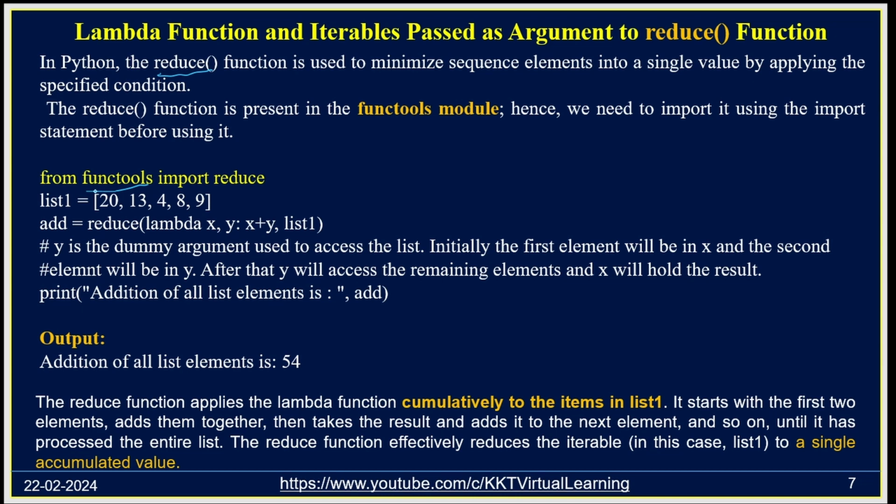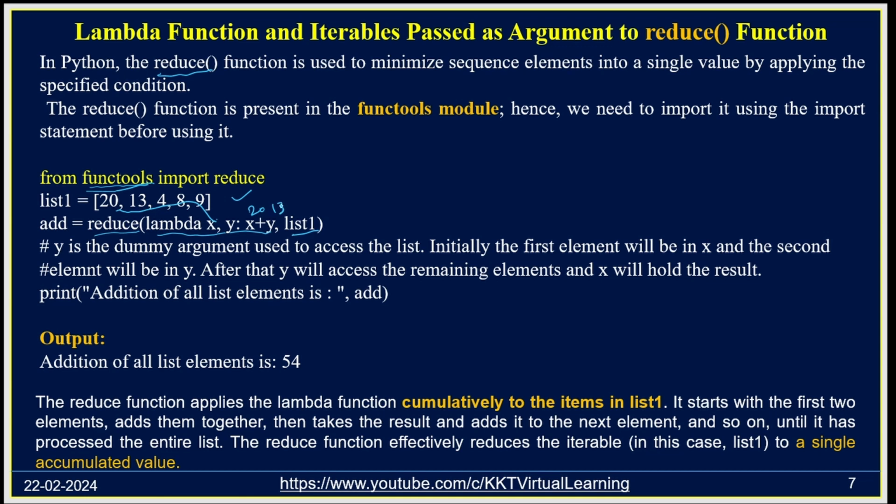The next one is the reduce function. This reduce function is available in the functools package. So we have to import the reduce function from the functools package. Now this is the list. We are using the reduce function and we are passing the lambda function as an argument and the list as another argument. In this case, the lambda function has two arguments. At the beginning, the first value from the list will go to x and the second value will go to y. So this is 20, this is 13.